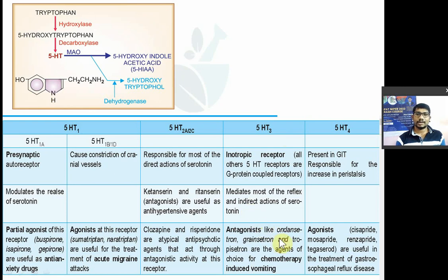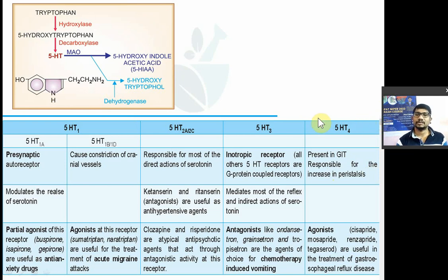Antagonist drugs like ondansetron, granisetron, tropisetron, and all the setrons are drugs of choice for the vomiting induced by anti-cancer drugs, right? So vomiting induced by chemotherapeutic agents, chemotherapy. Now the last receptor is the 5-HT4 receptor. This receptor is present in the GIT and is responsible for the increase in peristalsis.